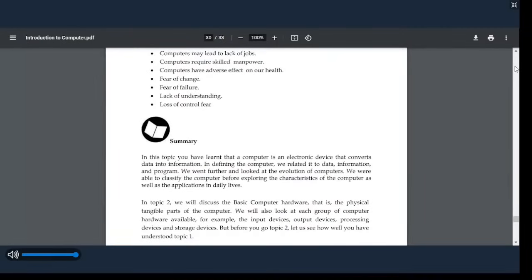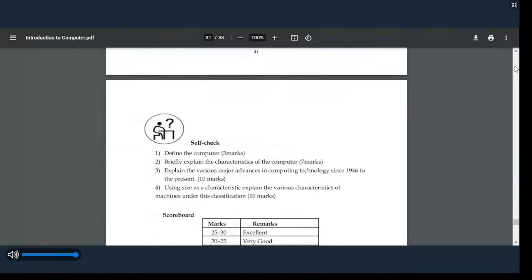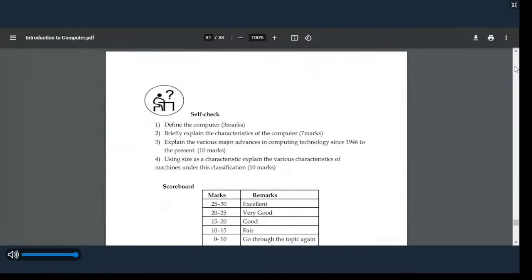In the next topic, we will discuss the basic computer hardware, that is the physical, tangible parts of a computer. We will also look at each group of computer hardware available, for example, the input device, output device, the processing device, and storage. But before you go to topic two, let us see how you have understood this topic. It's good you do a self-check. Some of the questions are live for you. You need to answer them in your portal. So go to your portal, you will get the questions.